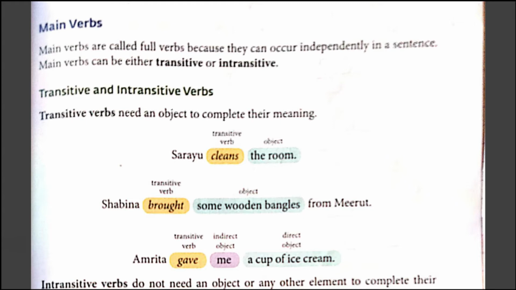Students, I shall explain in detail. First one, Sarayu cleans the room. Sarayu cleans what? The room. So the room is the object, whereas cleans is the transitive verb.